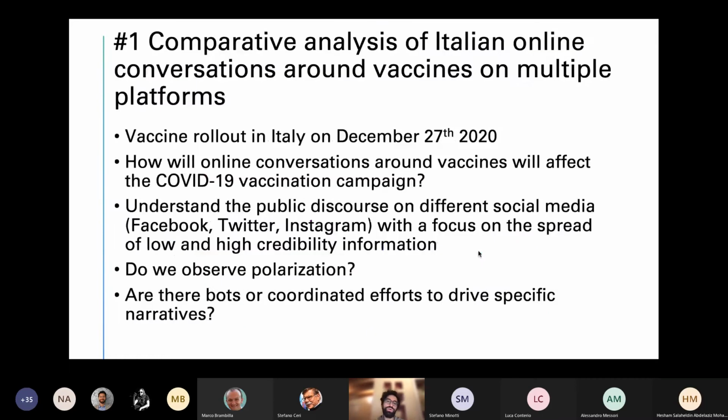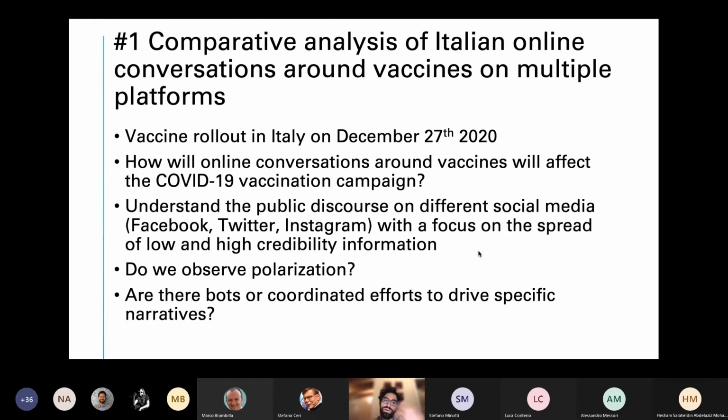And I'll just go over a list of proposals, and then whoever is interested can write to me, and we can have a heads up on this, and I can expand a little bit more. So the first project that I'm proposing is, of course, to understand what's going on social networks around vaccines. So the idea is to monitor the Italian conversations, but not only Italian, about vaccines, in particular the COVID-19 vaccines, with a specific focus on the spread of low and high credibility information.